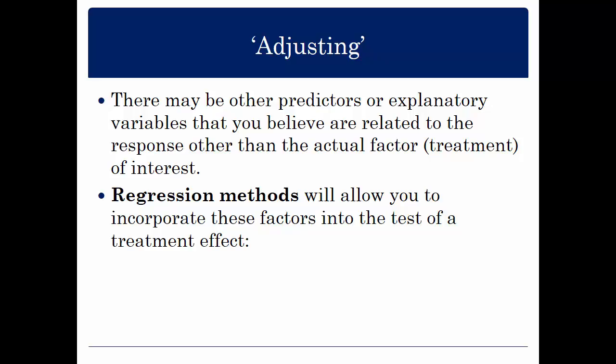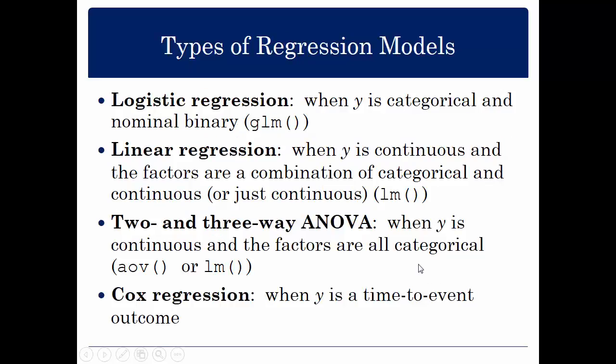So even though we use randomization in clinical trials, there may still be factors we want to adjust for. Maybe we want to adjust for gender or age or some other what we call prognostic factor or risk factor or confounding factor. Regression methods will allow us to incorporate these factors into the test of a treatment effect.